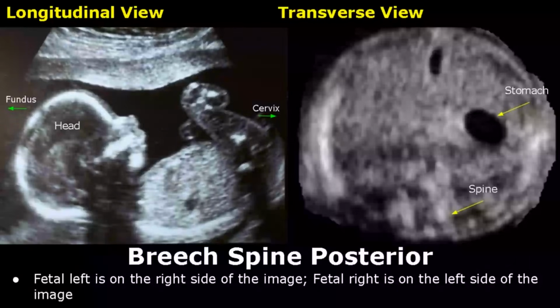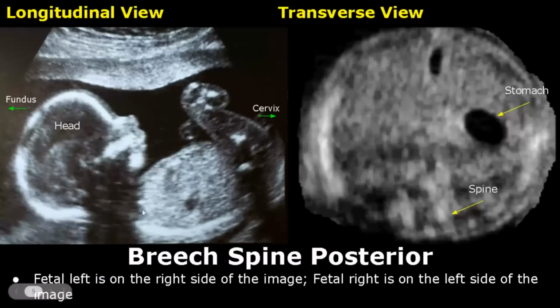Breech spine posterior is an orientation of breech presentation. The spine is located on the lower side of the image in both longitudinal and transverse views. In a transverse view, the stomach is seen on the right side of the image, so fetal left is on the right side of the image and fetal right is on the left side of the image.